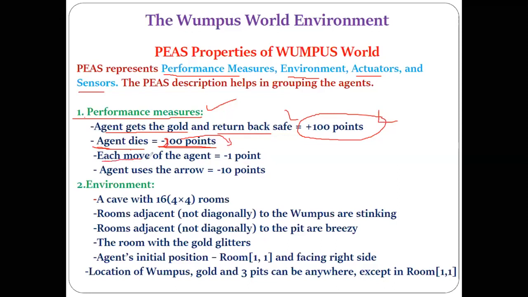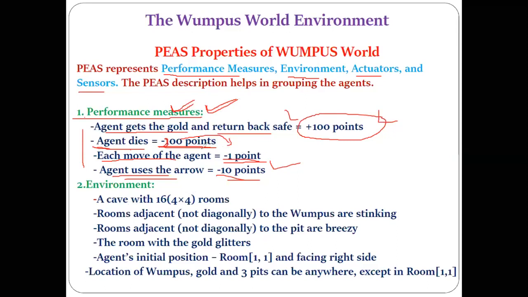For whatever action is taken by the agent, like move, shoot, grab, etc., 1 point will be subtracted. And if the agent uses the arrow, minus 10 points will be deducted from the total score of that agent. So these are the different performance measures. What points we saw in the rewards are exactly what is put in the performance measure. Understood the first PEAS property? Yes, sir. Only the points we discussed are put in the performance measure.